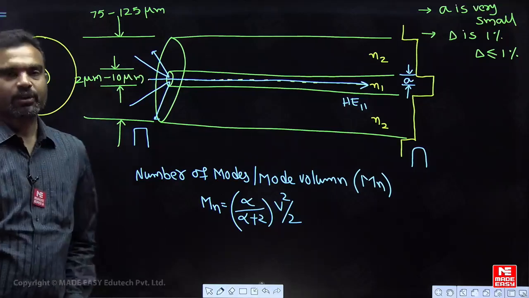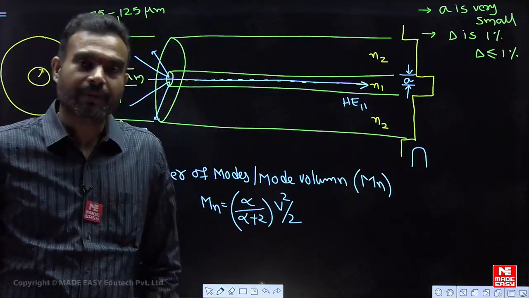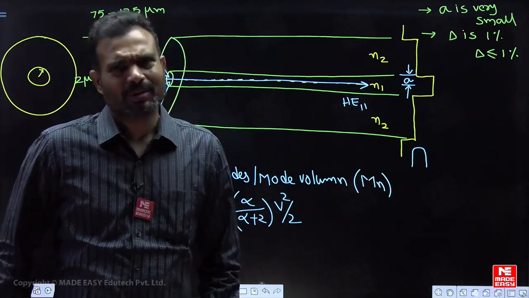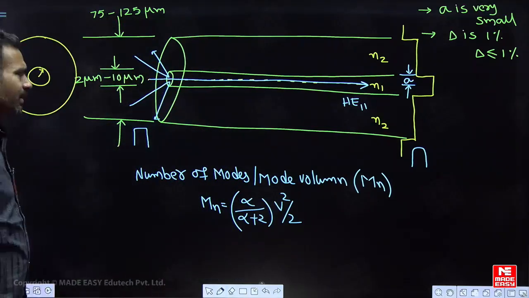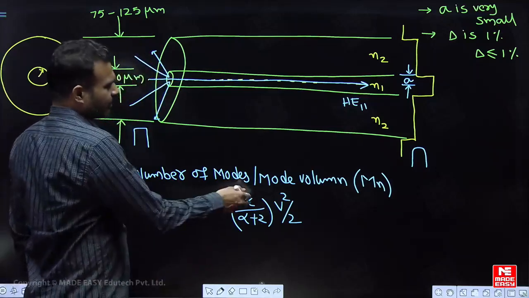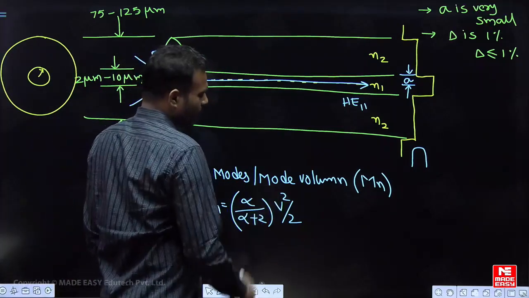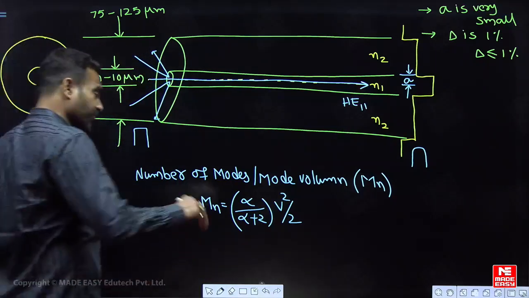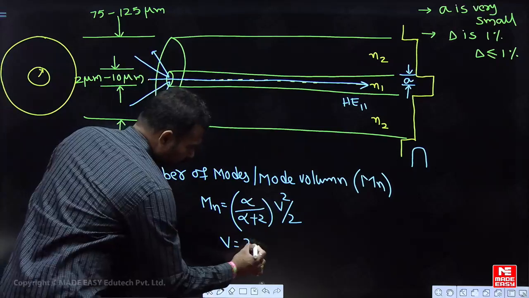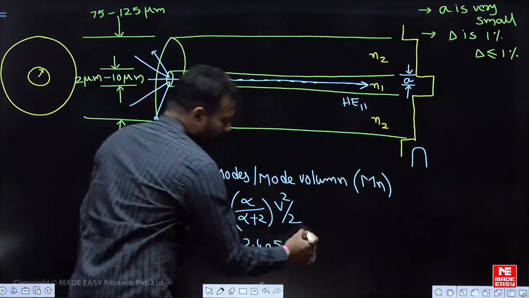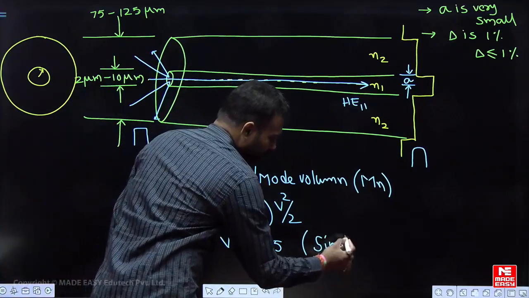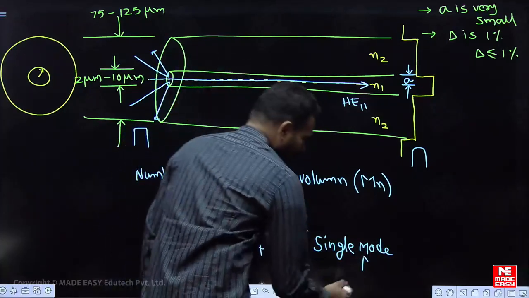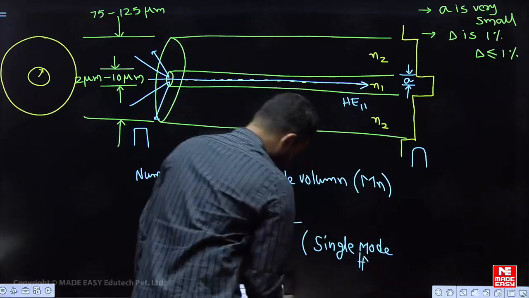What is V? V is called the normalized frequency. What is alpha? Alpha tells about the shape of the profile, also called the profile parameter. Both are the same. Some books refer to different names, but they are the same. V, the normalized frequency, tells about the number of modes we have. But when V is equal to 2.405, then only we will have a single mode, and that mode is typically the HE11 mode.